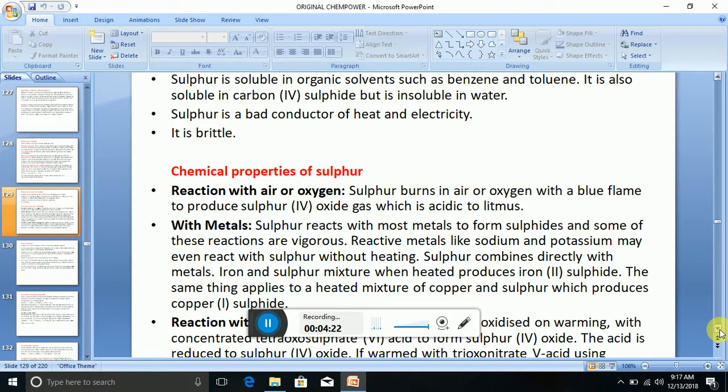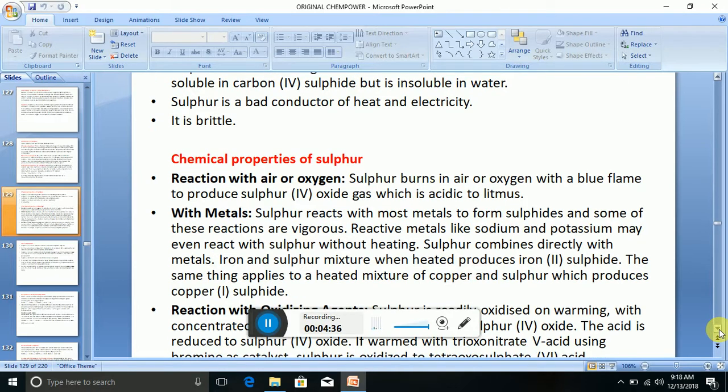Reaction with air or oxygen. Sulfur burns in air or oxygen with a blue flame to produce sulfur 4 oxide gas, which is acidic to litmus. With metals, sulfur reacts with most metals to form sulfides, and some of these reactions are vigorous. Reactive metals like sodium and potassium may even react with sulfur without heating. Sulfur combines directly with metals.